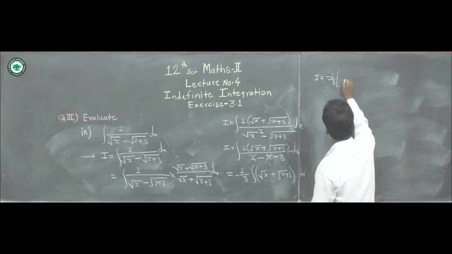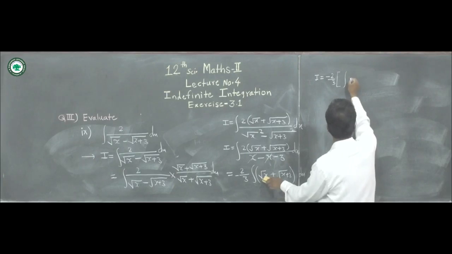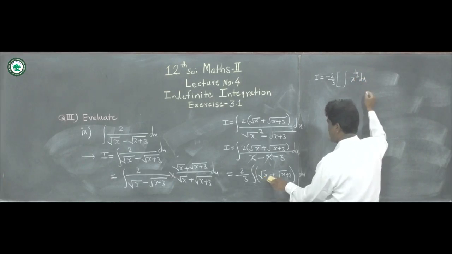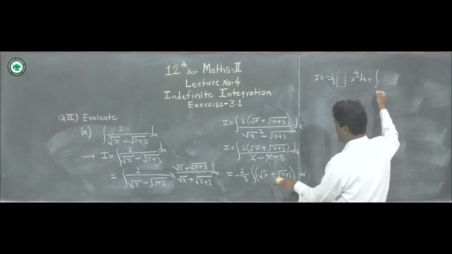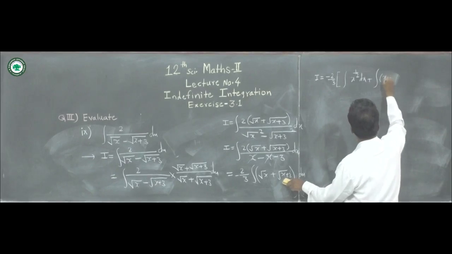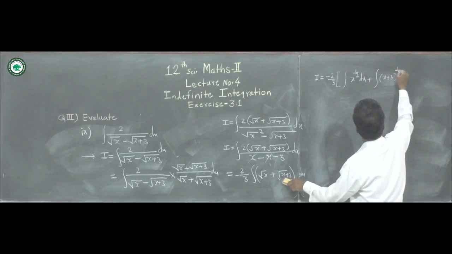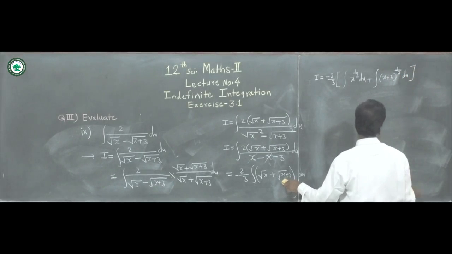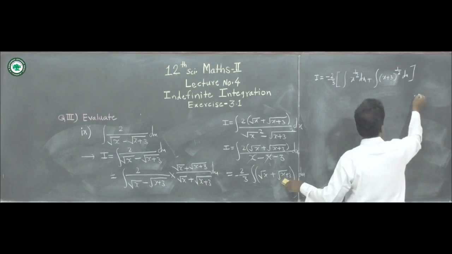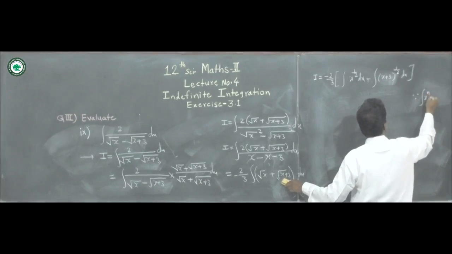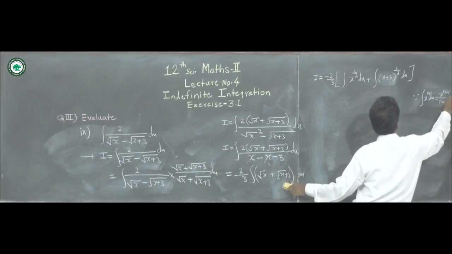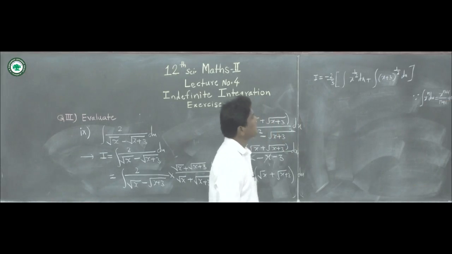Now we separate this. The integration of root x, root means x to the power half, so x to the power half dx, plus the integration of again root of x plus 3, that is x plus 3 to the power half dx. And now we use the formula: the integration of x to the power n dx is equal to x to the power n plus 1 upon n plus 1, plus the constant of integration. Use this formula.